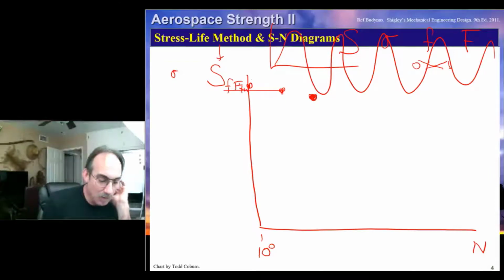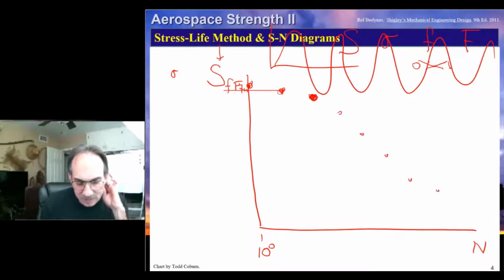So we test them with a really high stress, and a little less stress, and a little less stress, and a little less stress, and so on, less and less stress, right? Now, if we did this on a stress life curve, we would get something that looks like this.